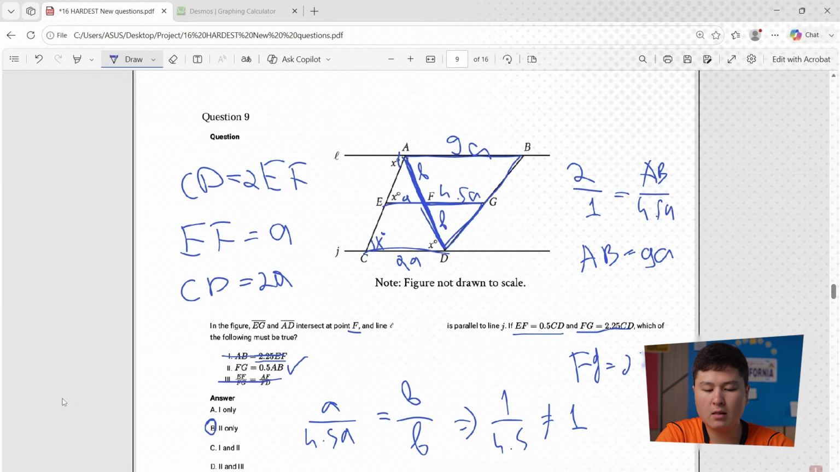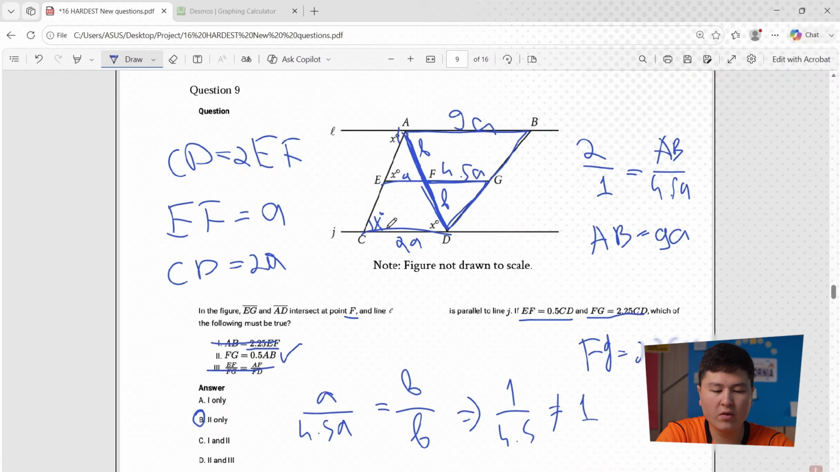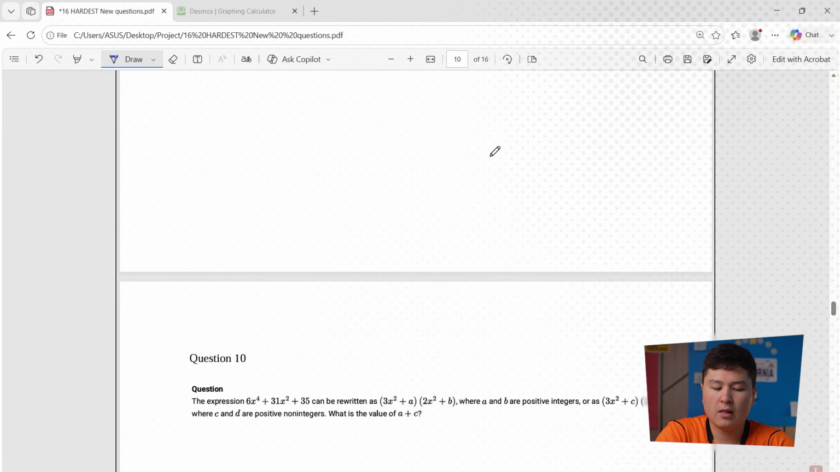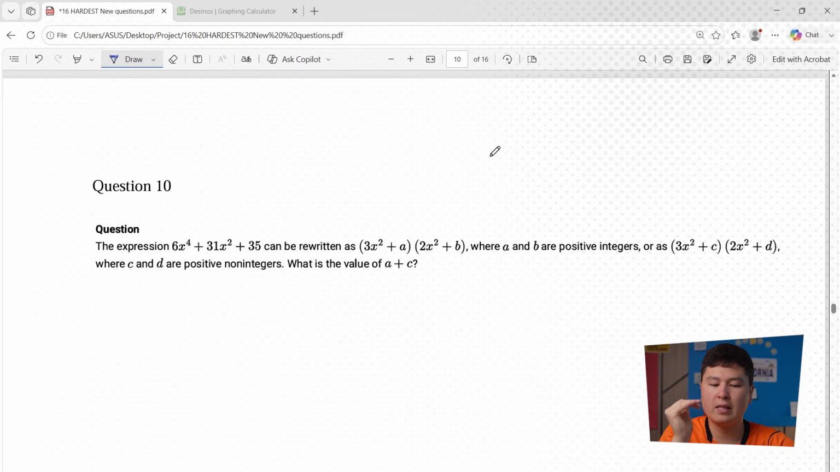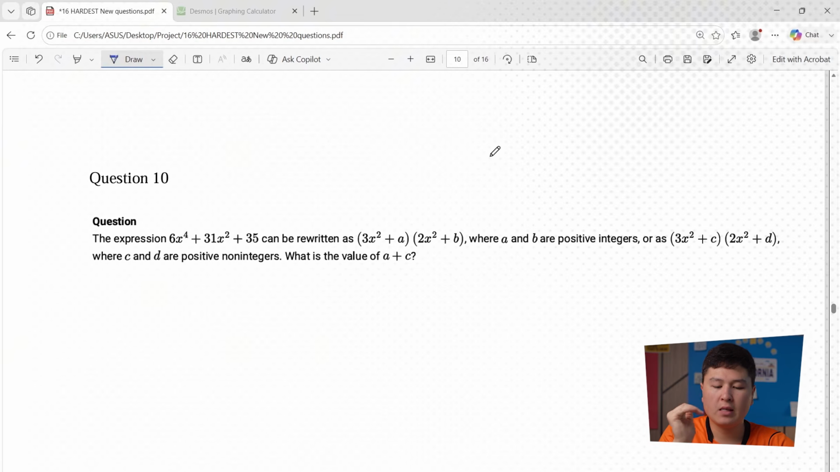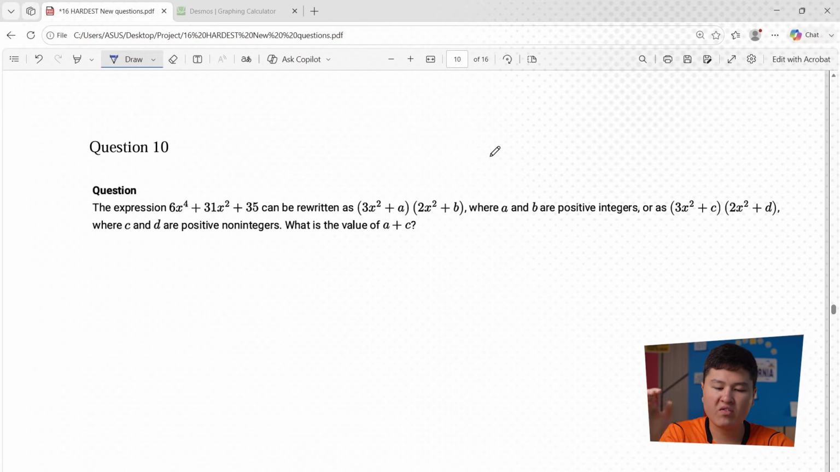Yeah, that's a bit time consuming, but if you know the rules about similarity, then you can solve it. That's all. And we have question 9. Guys, I do love this question. That's the legendary SAT math question I've ever seen about factoring, but we can just solve it with Desmos.